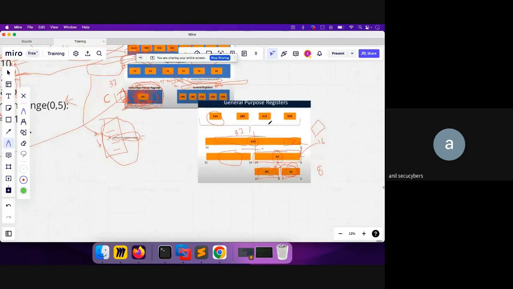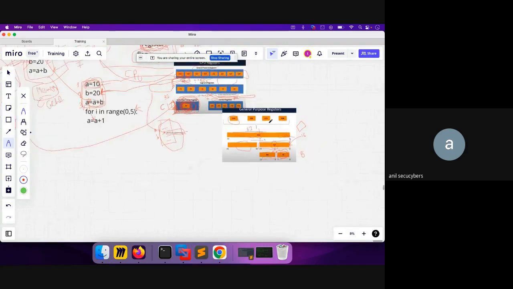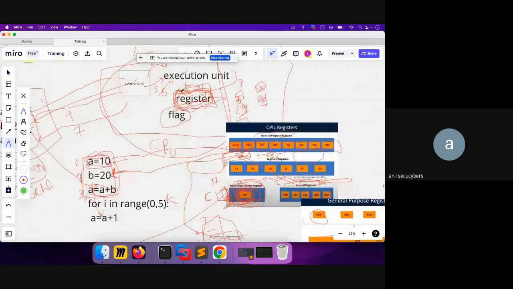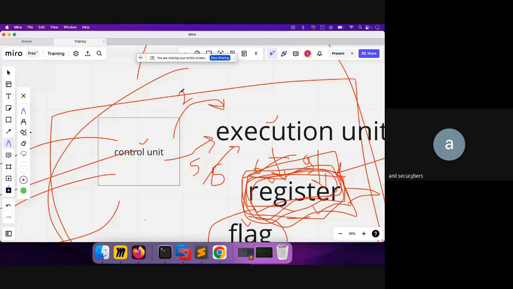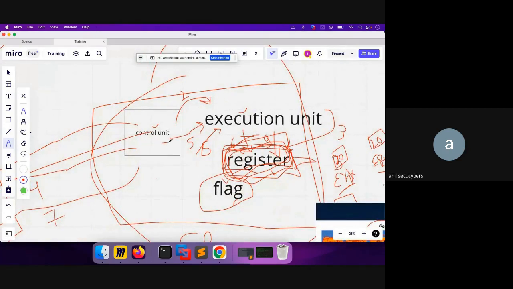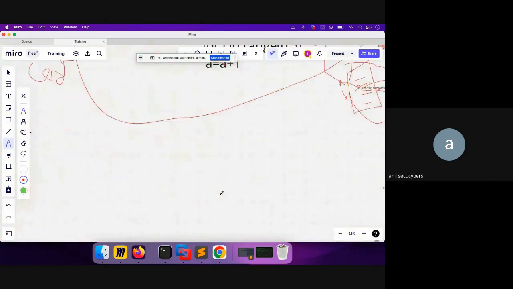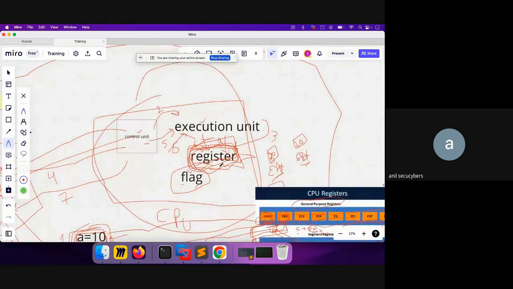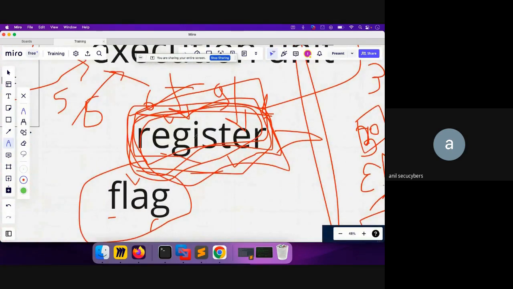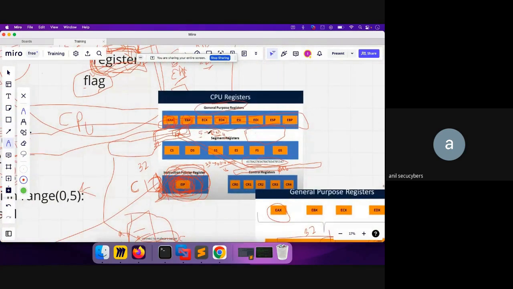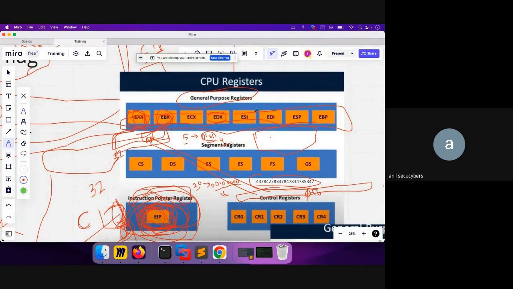Before proceeding further, I understand this is very complex to understand, so I will reiterate what we are doing. Overall, the CPU is made of the control unit, execution unit, register, and flag. Then there are memory concepts that we have seen. Now we are looking at the register value in more depth, and in the register there are different kinds of register, like general purpose register, segment register, EIP register, control register.